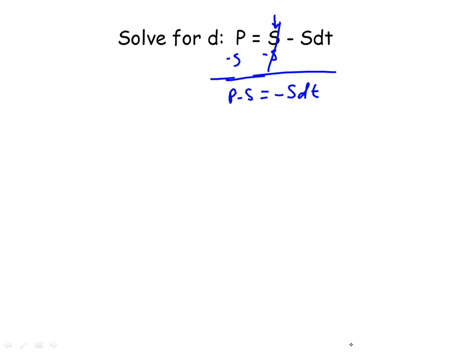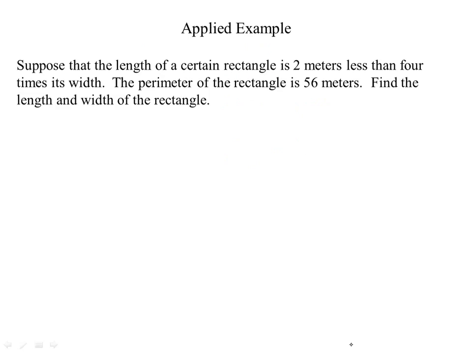To get to the D, I'm going to have to divide by what I need to get rid of, which is the negative S and the T on both sides. So we'll have P minus S over negative S T is equal to D, because that canceled out, and the negatives went away. So make sure you remember this one. Make sure you remember the one that we did with the triangle formula as well. Something like that, you'll see.